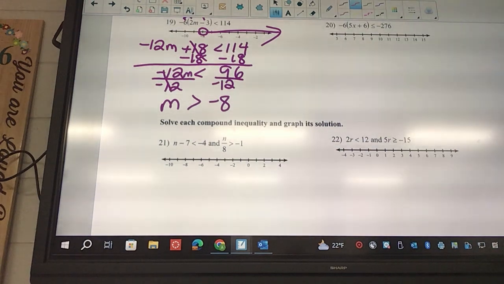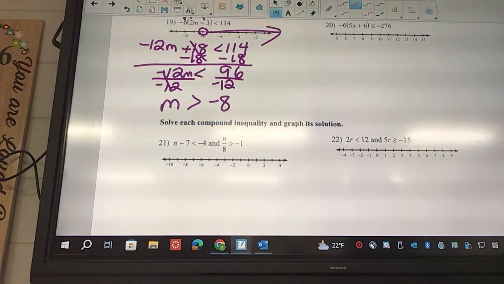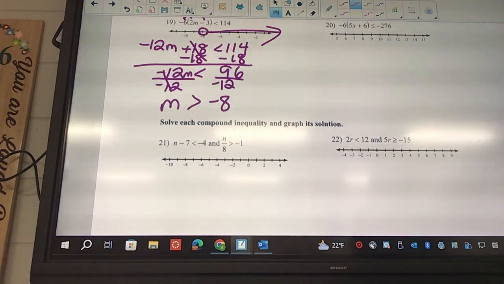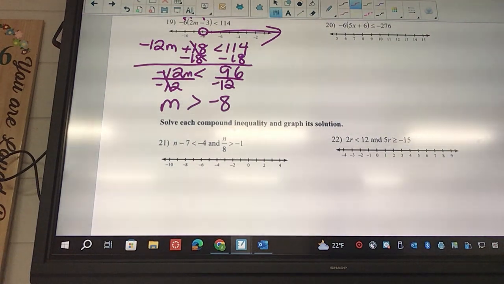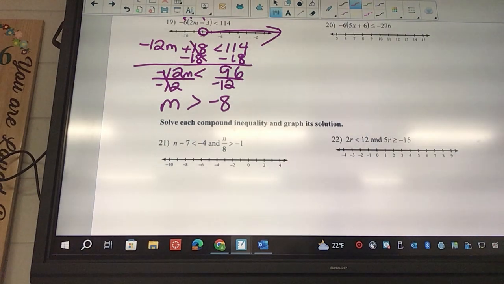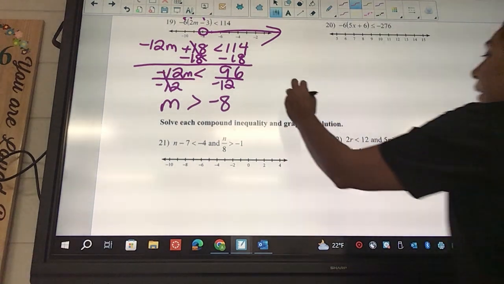Okay, for 21 through 24, those are the compound ones. What does an and look like? So some say and some say or. How do we know? Two dots? They do look like two dots. Which way does and go? Together. Good job.